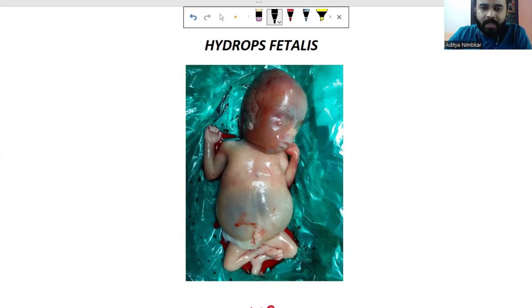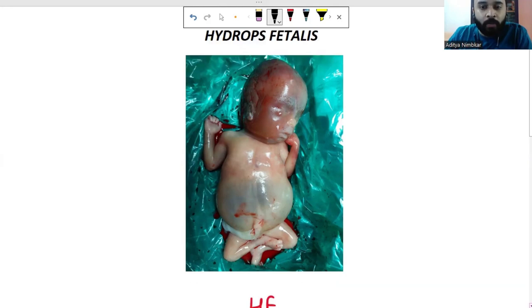So here, as you can see, there is a clinical picture that I have shown. I think it was a 6 month fetus that we had delivered. We had done a medical termination of pregnancy for it. The baby had a cardiac anomaly and on ultrasound had shown signs of hydrops. Here you can see that the abdomen is quite distended. The belly of that fetus has a lot of fluid accumulated in it. It does have ascites.